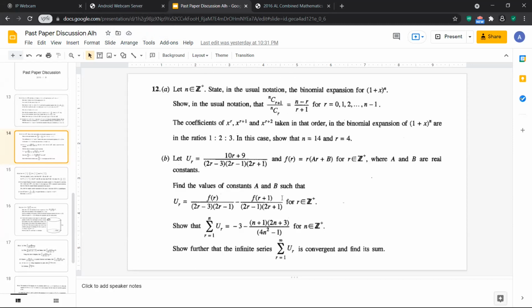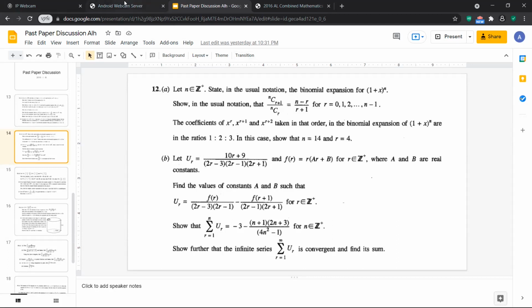Any questions? Okay. So then they have given that the coefficients of x^r, x^(r+1), x^(r+2) taken in order are in the ratio 1:2:3. Show that n equals this and 4r equals this. How do you show that? First, understand what the question is.